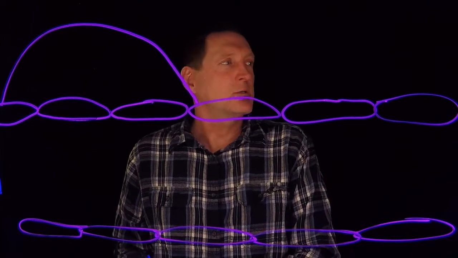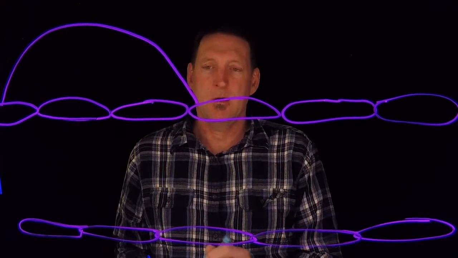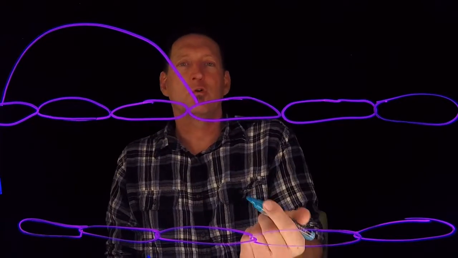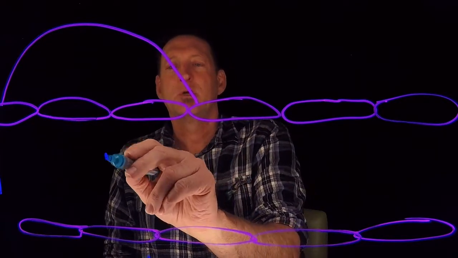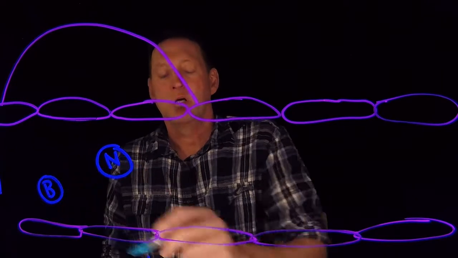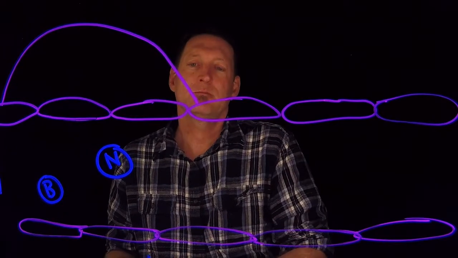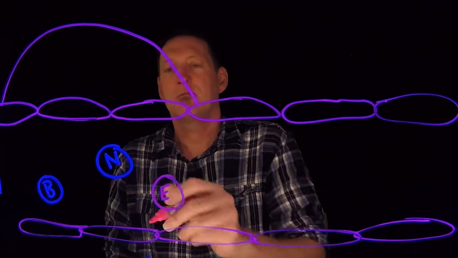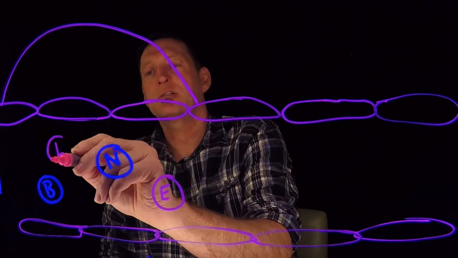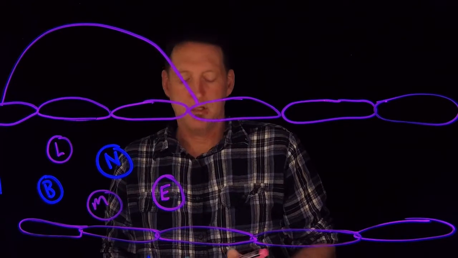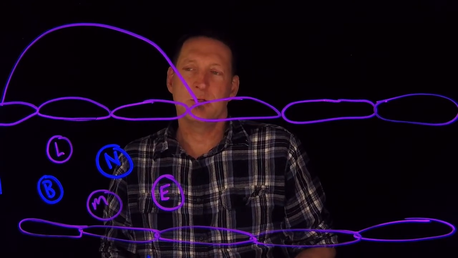Okay, so we're going to talk about blood. So I just want to talk about the cells first. So in blood, you already know that neutrophils are the most numerous cells in blood. So I've got neutrophils. I've also got basophils. I've got eosinophils. I have lymphocytes, and I have monocytes. So these are the types of blood cells in blood.